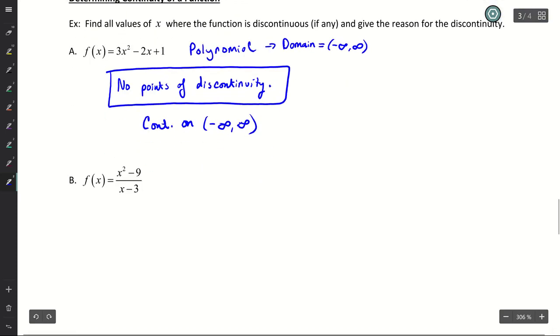All right, let's hop down to the next one. The next one is a rational function, and we've talked about rational functions.